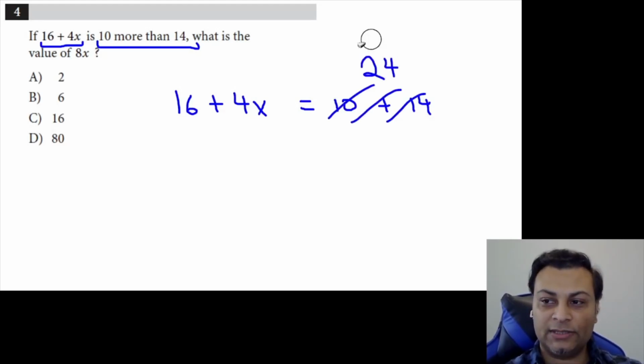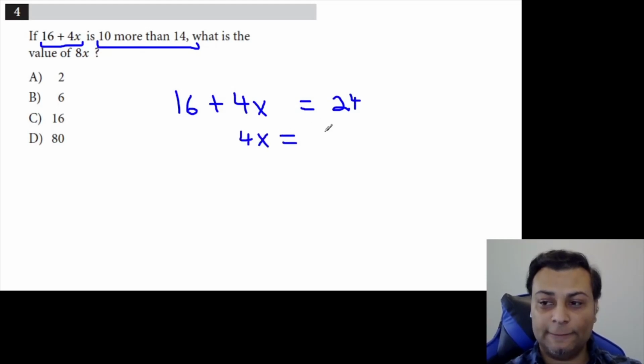We can always clean this up and make this easier to work with. Subtract 16 from both sides, and you get 4x equals 8. Now you could divide by 4 to get x, sure, but we want 8x. So the fast way is to just double both sides, and you would get 8x equals 16.